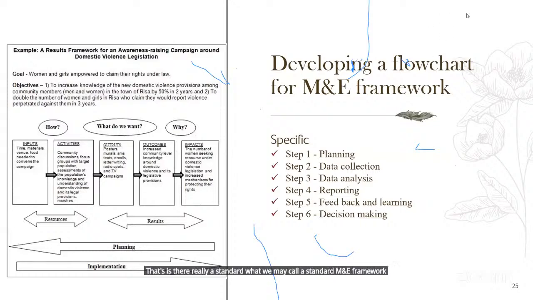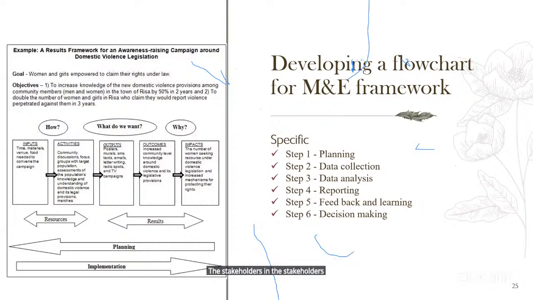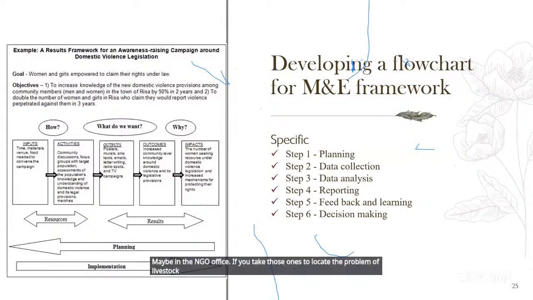You know, during the presentation, we talked about several things. We talked about stakeholders, but we all know that stakeholders are not the same. The stakeholders in a certain problem situation in Zimbabwe, let us just consider maybe three: the farmer, the government official, maybe in the NGO office.